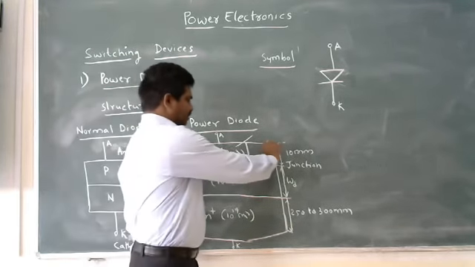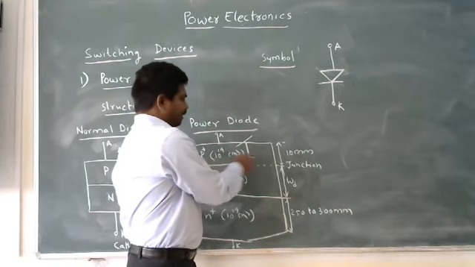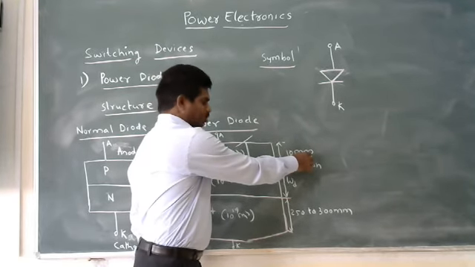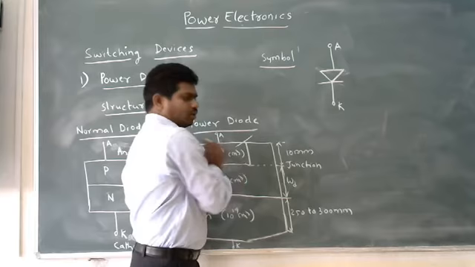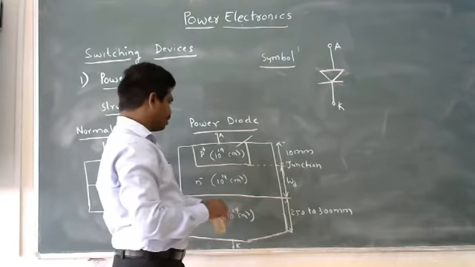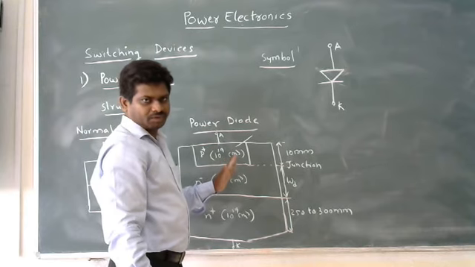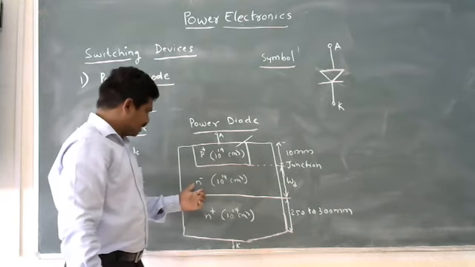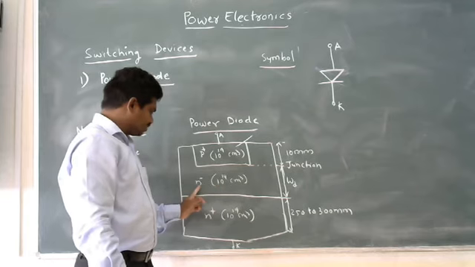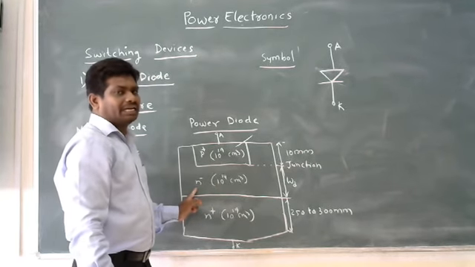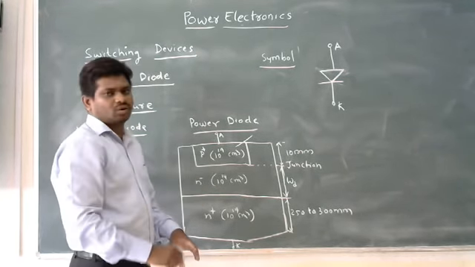When you see the size of this p-type material, it is only around 10 micrometers, with a doping of 10 power 19 per cubic centimeter. Then the n minus is what we call the drift layer. The n minus layer is called the drift layer.